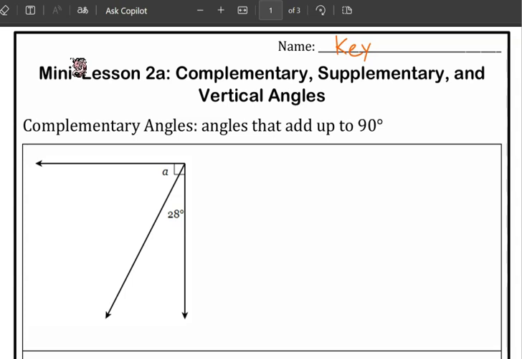Mini lesson 2A, complementary, supplementary, and vertical angles. Complementary angles are angles that add up to 90 degrees. Let's look at this first example. We have A and 28 degrees.